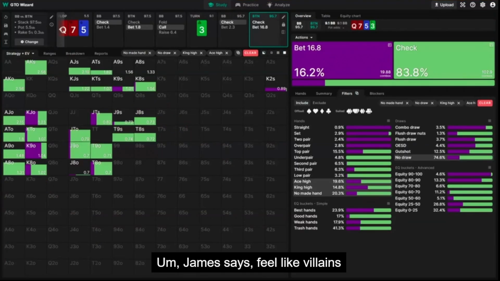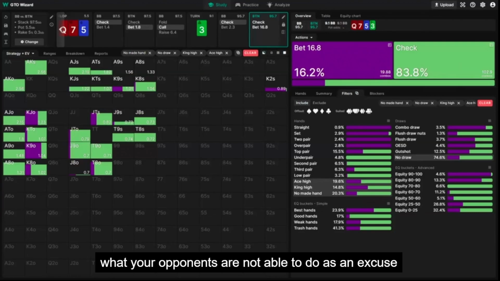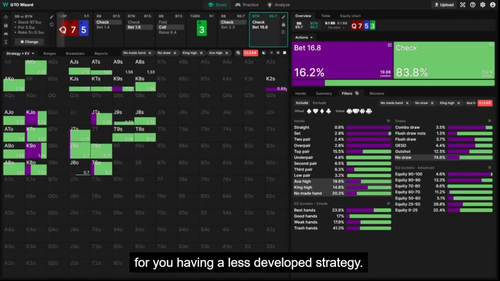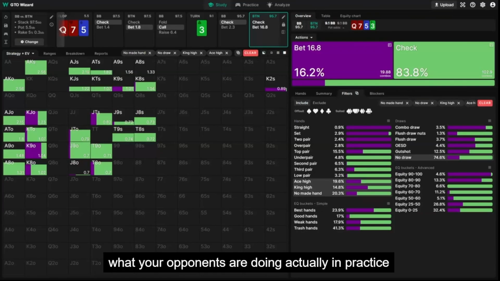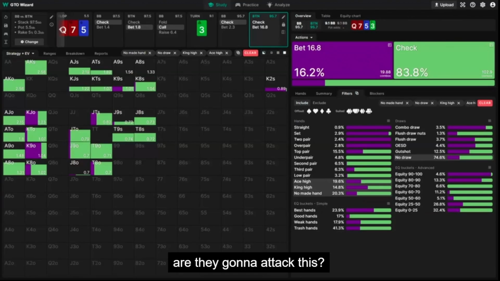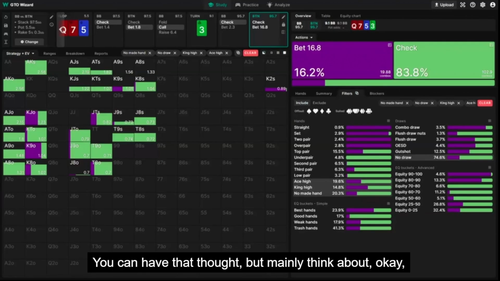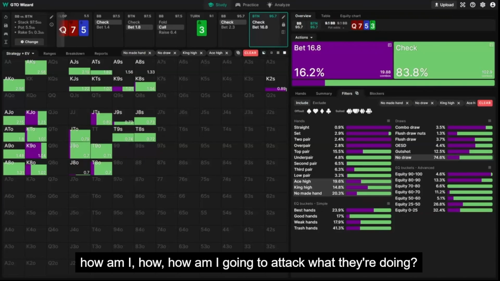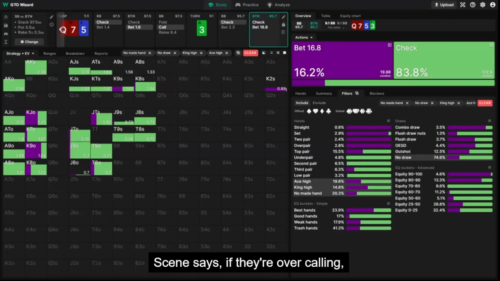James says, feel like villains at my stakes would not exploit that. Well, it's not about what villains, in my opinion, this is just my opinion, but it's not about what your opponents wouldn't exploit. It's about what you are going to exploit. Don't use what your opponents are not able to do as an excuse for you having a less developed strategy. More so, learn from what your opponents are doing actually in practice and try to find a way to take advantage of that. Take a more, instead of a defensive approach where, are they going to attack this? Are they going to attack that? You can have that thought, but mainly think about, okay, how am I going to attack what they're doing? Scene says, if they're overcalling, then your air balls will be minus EV.